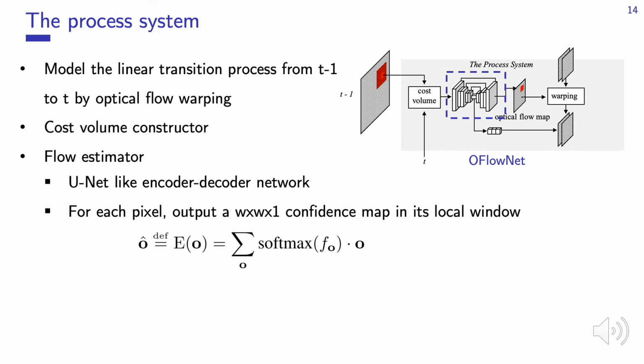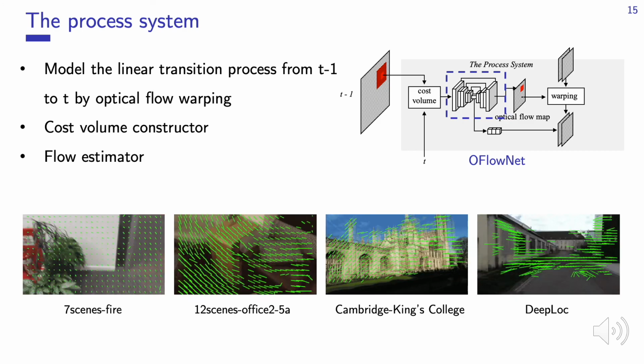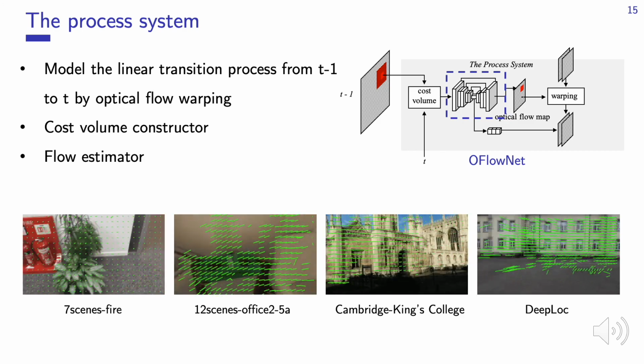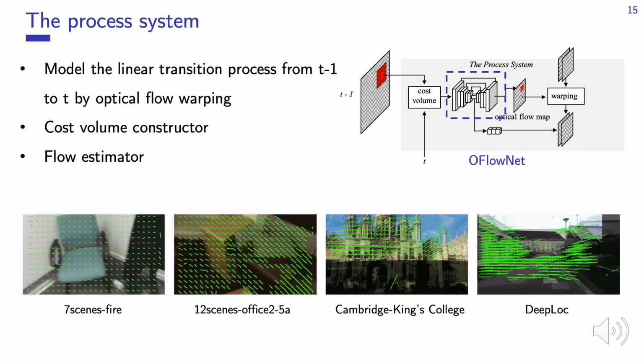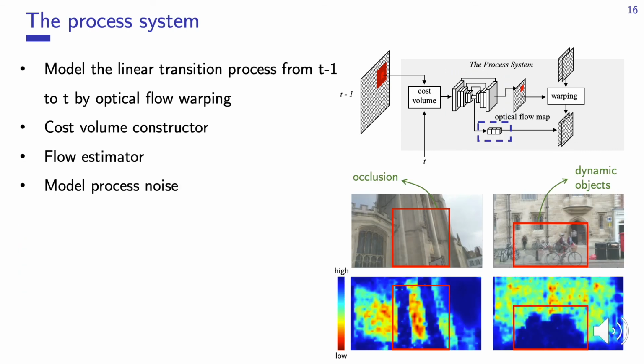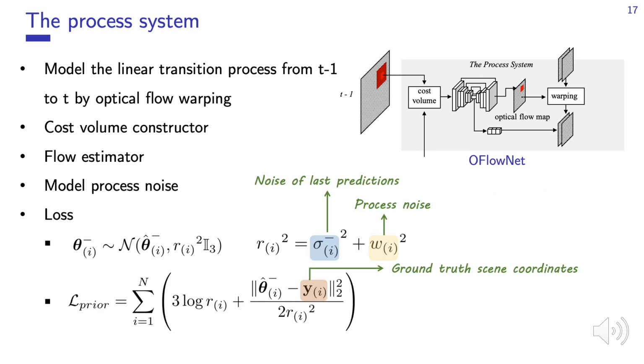The second one is a U-Net-like network, which consumes the cost volume and outputs a confidence map. The optical flow is computed as the weighted average of offsets weighted by the confidences. Here we visualize the predicted flow fields over different scenes. The third component models the process noise for each pixel with three fully connected layers after the encoder. Over the occluded regions of the dynamic objects, we predict larger process noise. We define the loss based on the prior distribution.